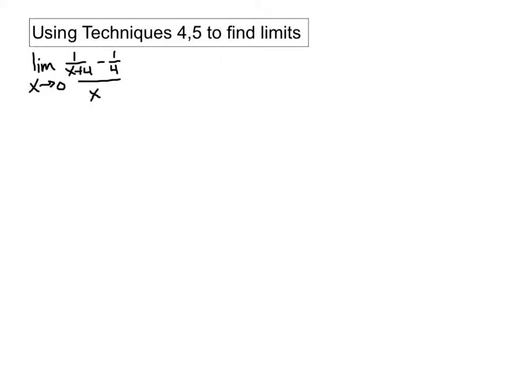On the last video, we talked about techniques 1, 2, and 3 for finding limits. So we got direct substitution, cancellation, and rationalization. This time, we're going to be talking about techniques 4 and 5.